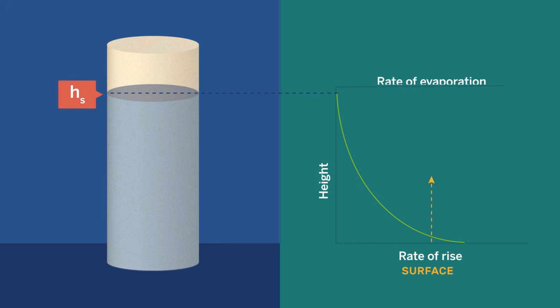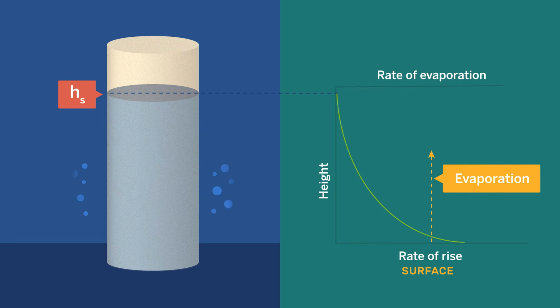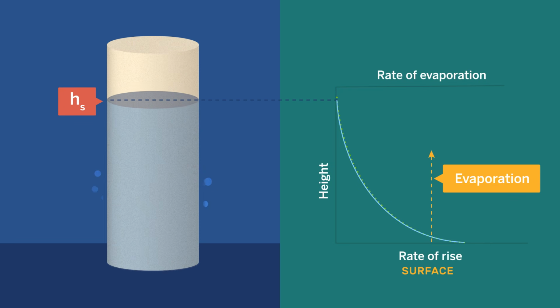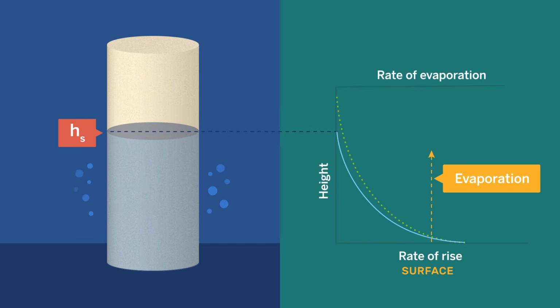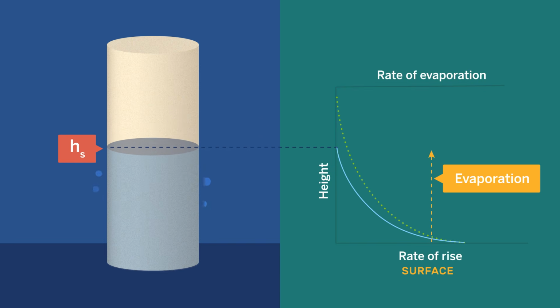Let us now add evaporation at the surface of our object. The rate of evaporation, illustrated by the vertical line, is independent of height. The net resulting rate of rise decreases. So, at the critical height hs, the vertical flux caused by capillary suction has decreased to the point where it is equal to the flux of vapor evaporating from the surface.